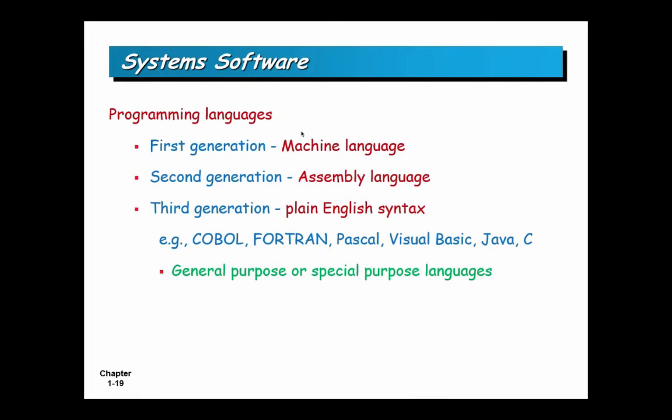So when you have a third generation language, it has to be compiled into assembly language and then assembled into machine code. So a compiler is the first step to getting it to machine language.